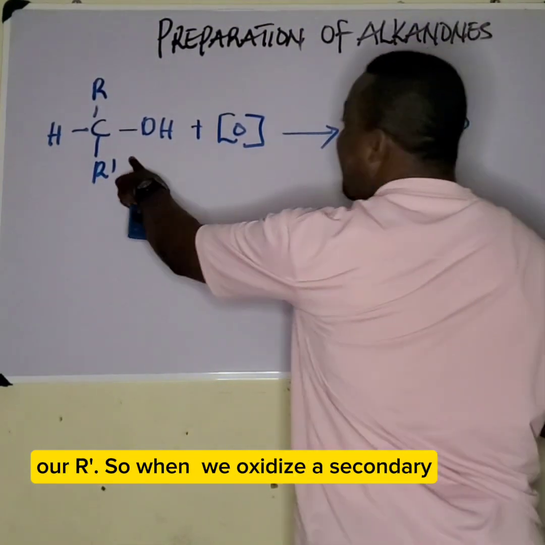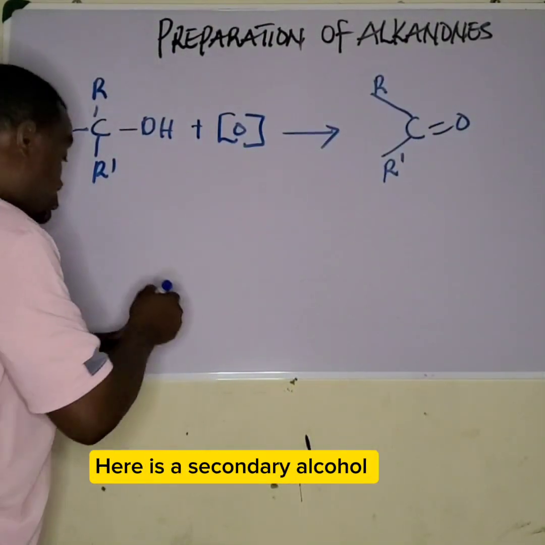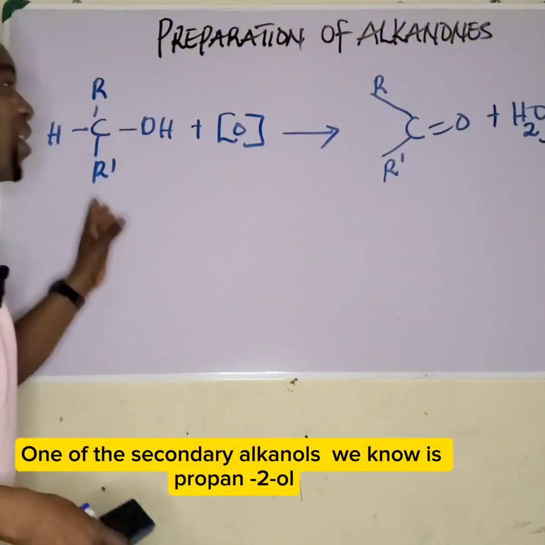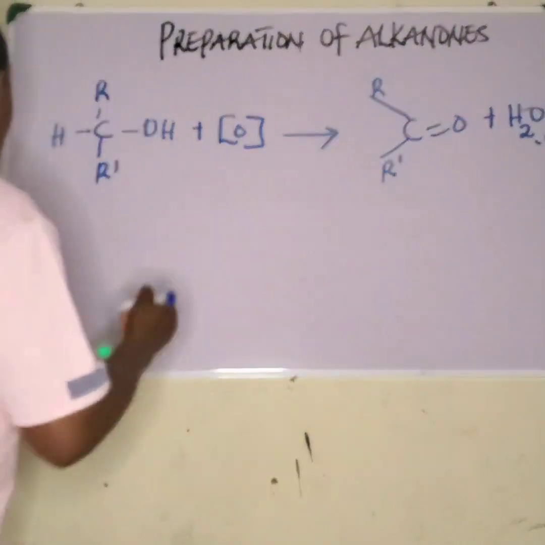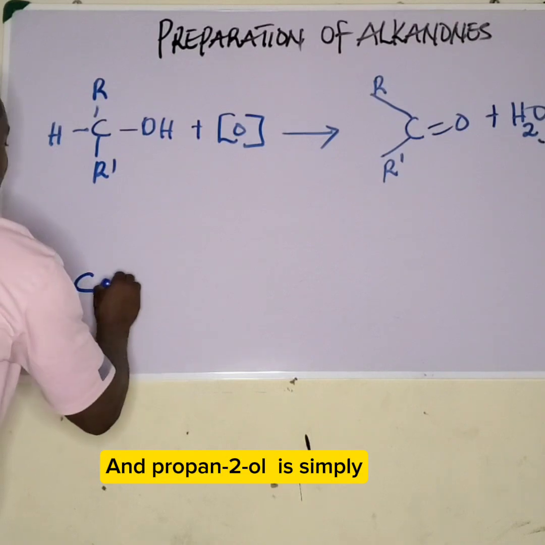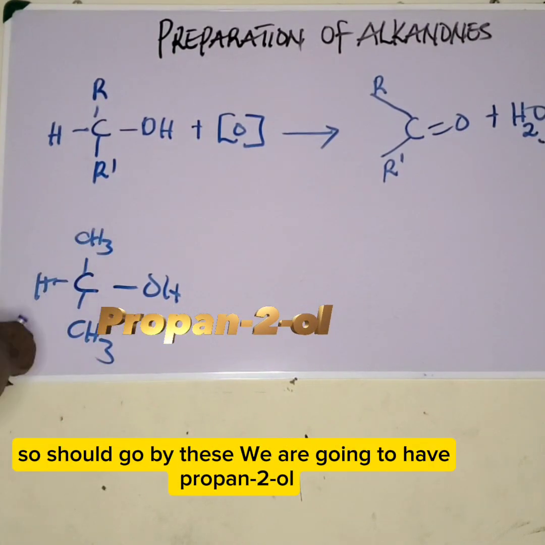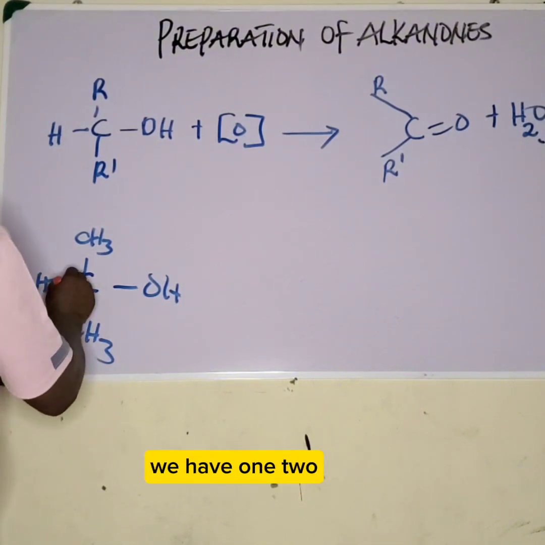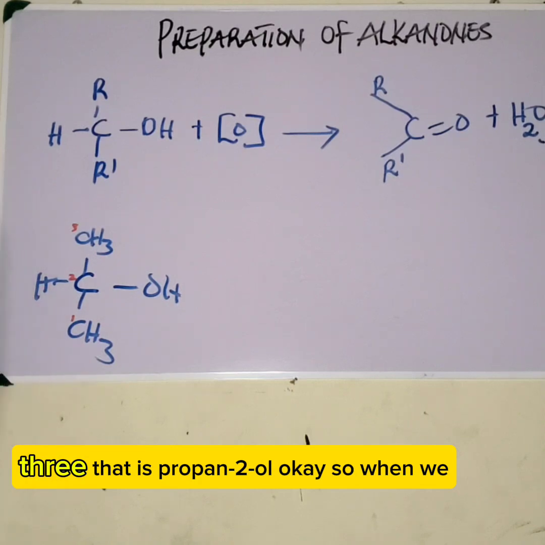So when you oxidize a secondary alkanol or secondary alcohol here, one of the secondary alkanols we know is propan-2-ol. And propan-2-ol is simply, we have our CH3, we have H here, we have CH3 here. So if you go by this, we are going to have propan-2-ol. We have 1, 2, 3. That is propan-2-ol.